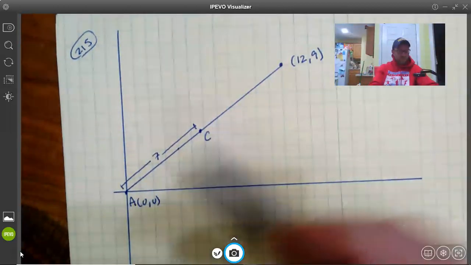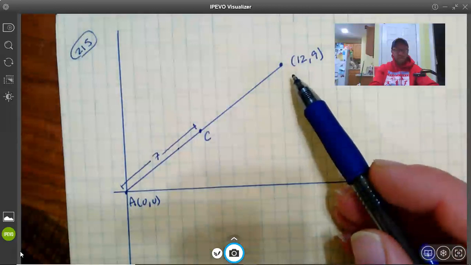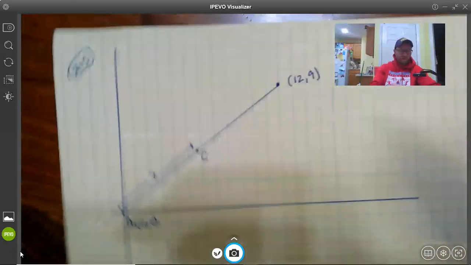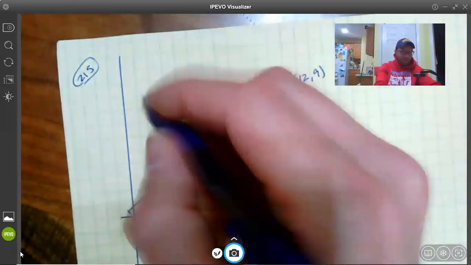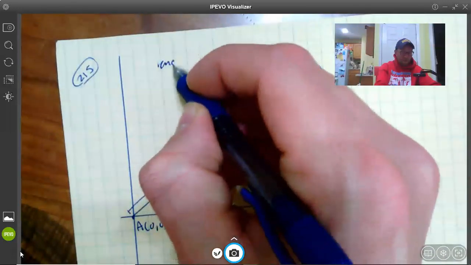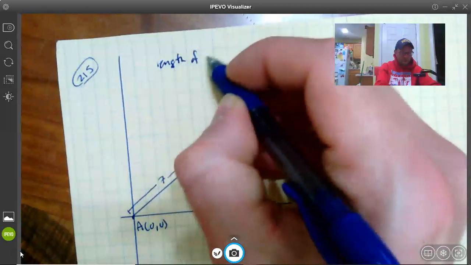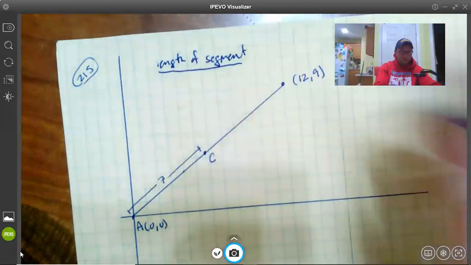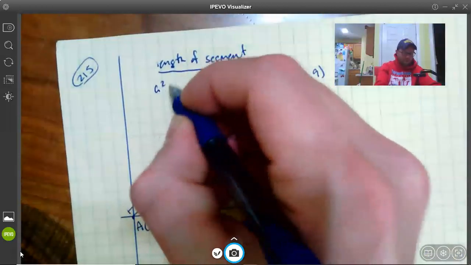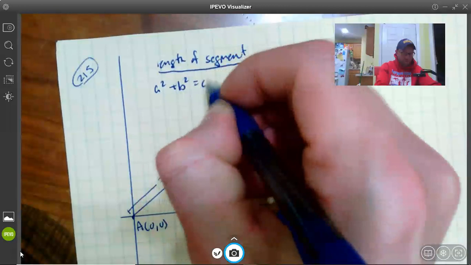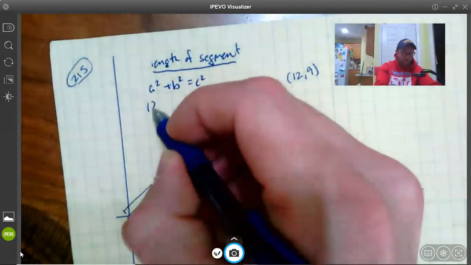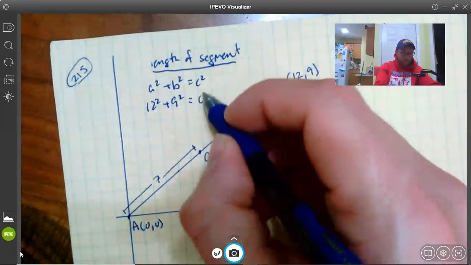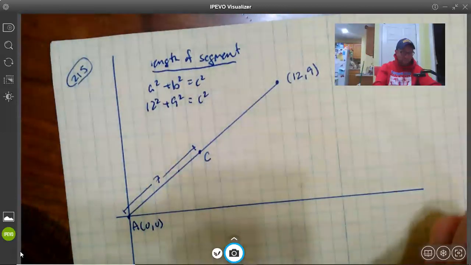Now, since it stretches from (0, 0) to (12, 9), this should be pretty easy because it's just going to be over 12 and up 9, using the Pythagorean theorem. So let's see. Length of the segment: a squared plus b squared equals c squared, 12 squared plus 9 squared equals c squared.